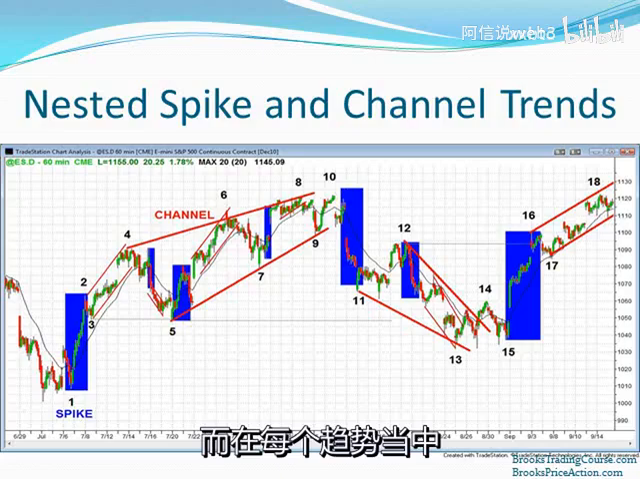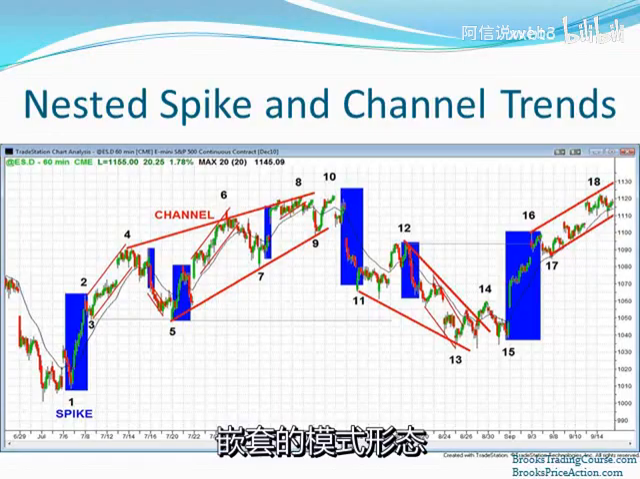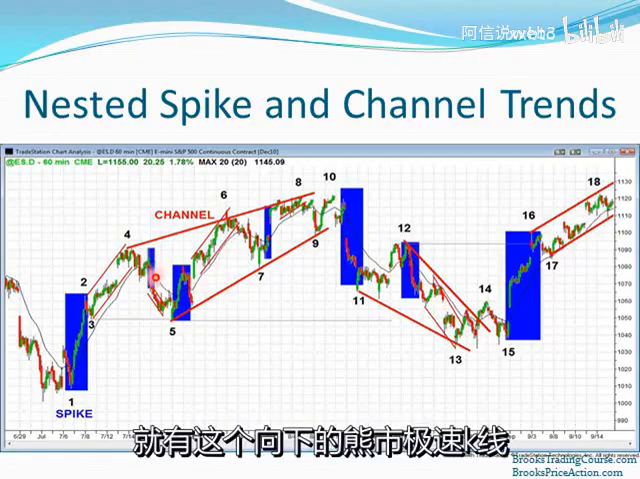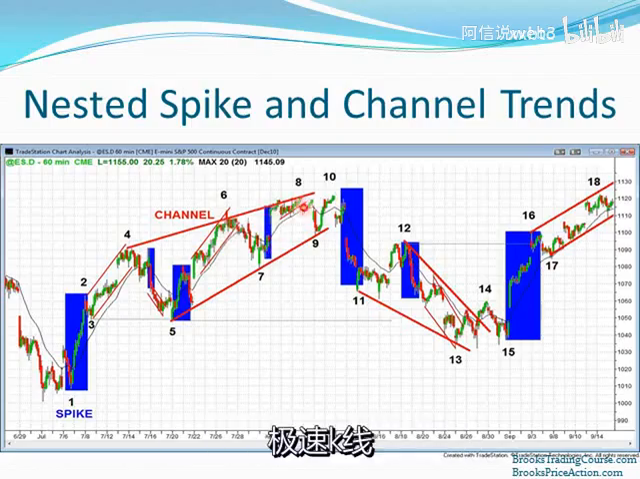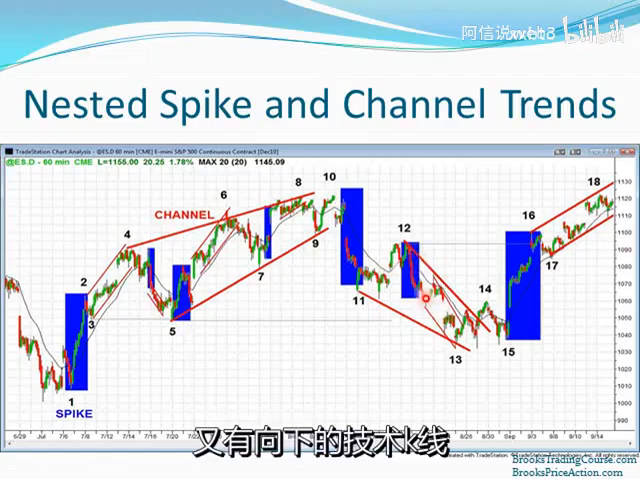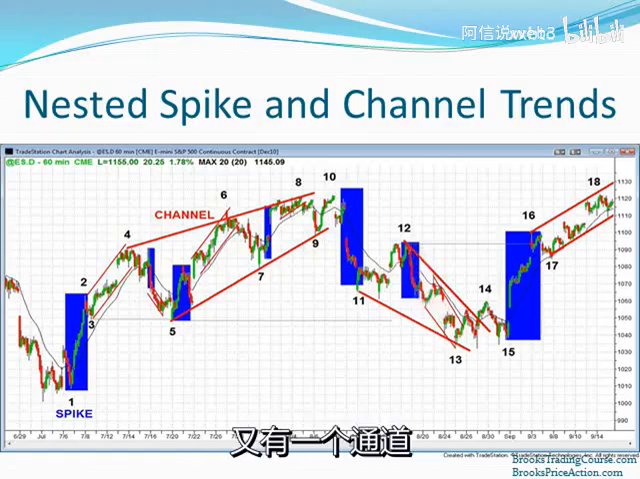And within each part of the trend, there are smaller elements. There are nested patterns. So within the channel, there's a bear spike going down, here's a bull spike going up, and a channel. A bull spike and a channel. There's a bear spike, and within the channel, there's another bear spike, and then a smaller channel.